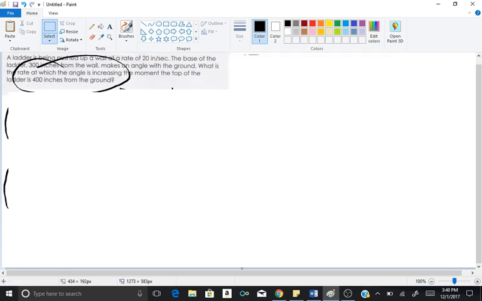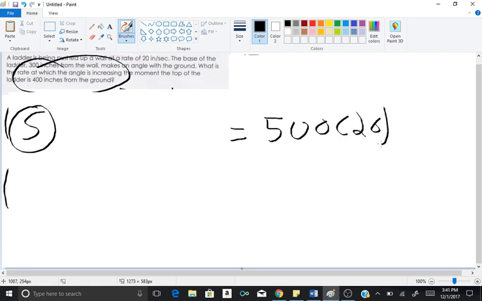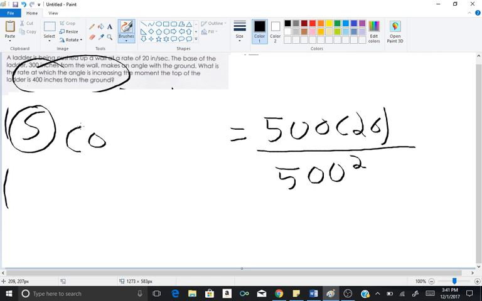All right. So now we're going to substitute. We know that dA, we got 500 dA on the other side. We know that dA is 20 inches per second. So we're going to have 500 times 20. 500 times 0 is going to be 0, so that's just going to go away. And then on the bottom, I've got 500 squared. Over here, we've got cosine of theta d theta.